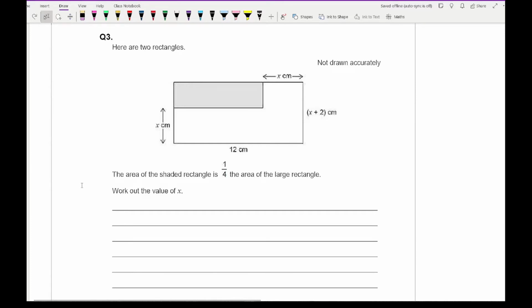So looking at question 3, it says that here are 2 rectangles. The area of the shaded rectangle is a quarter of the area of the large rectangle. Work out the value of x.